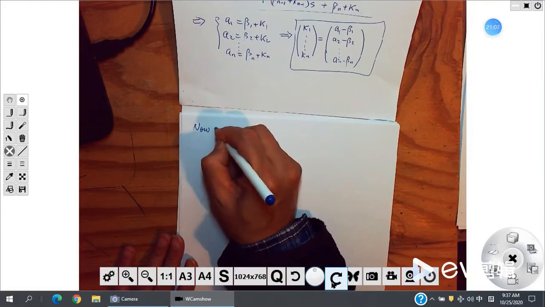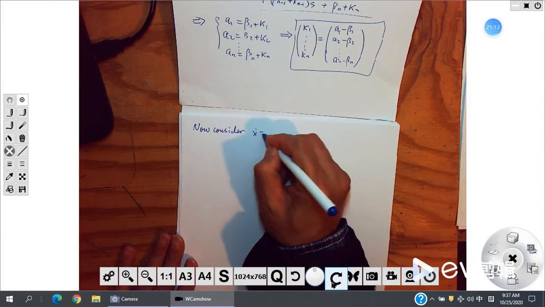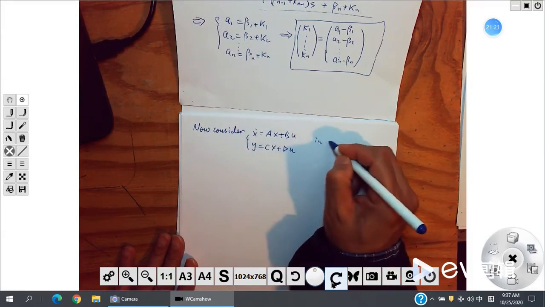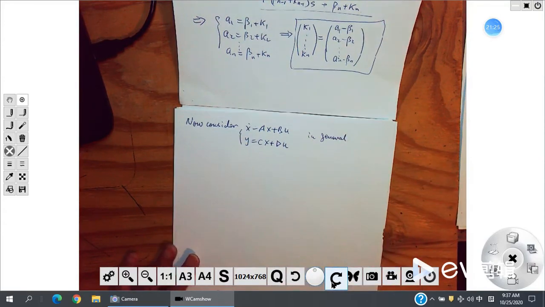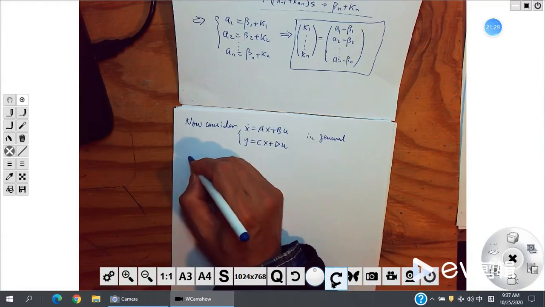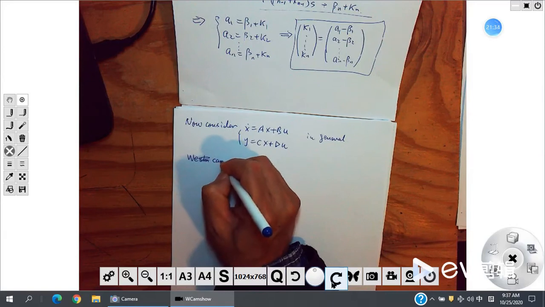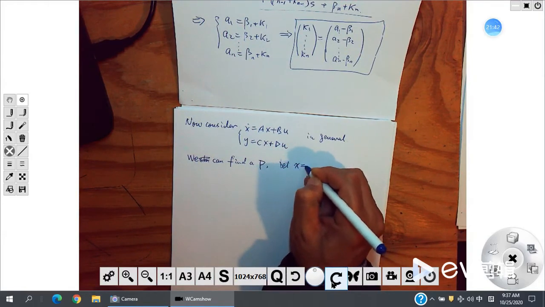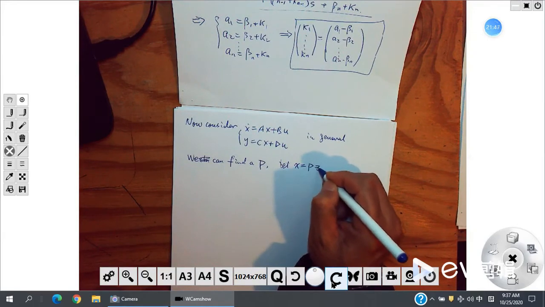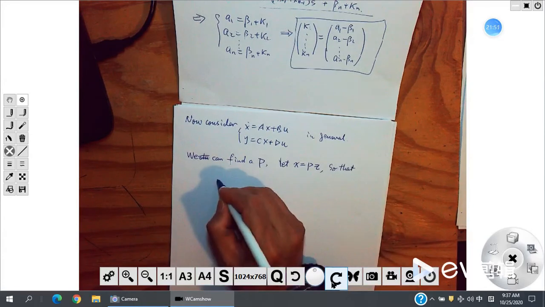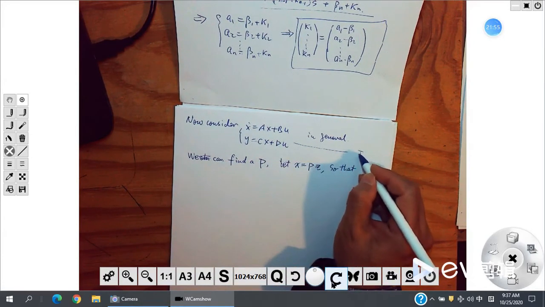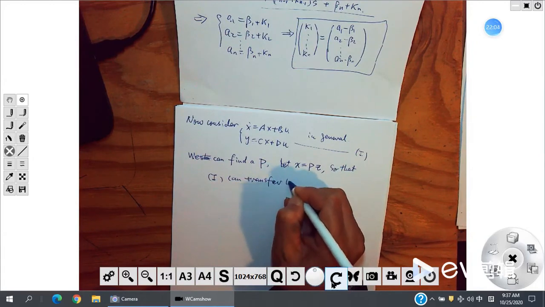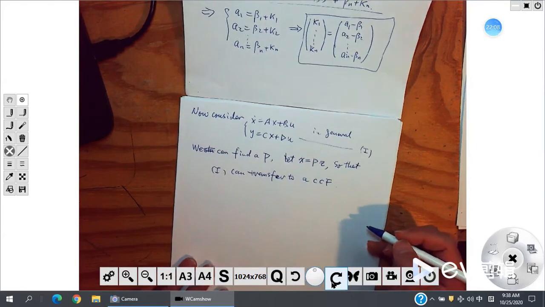Now consider x dot equal to Ax plus Bu and y equal to Cx plus Du in general. This time it is not necessary to be a CCF, but we can find the P. Let x equal to P times another x, let's say z, so that the system, this is system 1, right? System 1 can transfer to a CCF, right? We can do that.